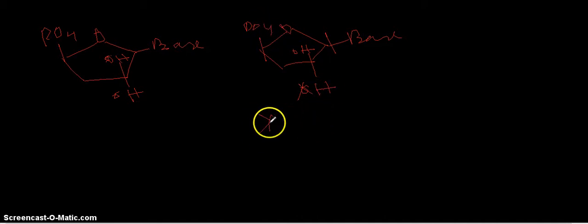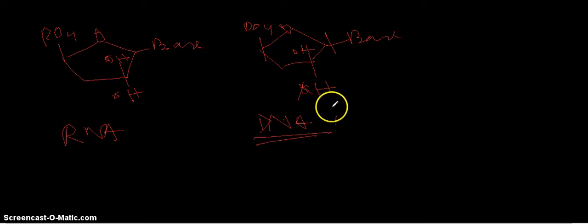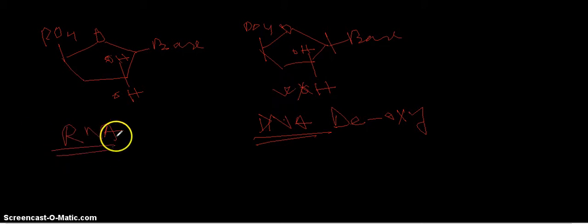So this is the DNA nucleotide, and this is the RNA nucleotide. This is called deoxyribonucleotide, because this oxygen is not present. And in case of RNA, it is ribonucleotide. So this is the difference between the ribonucleotide and deoxyribonucleotide.